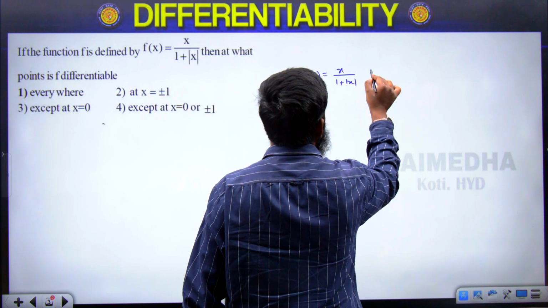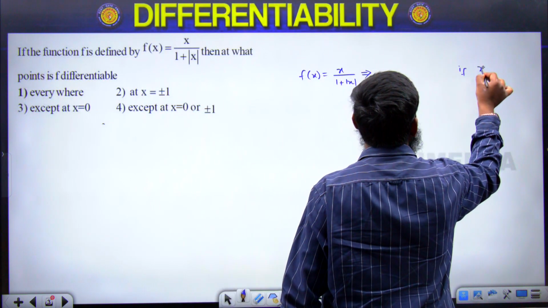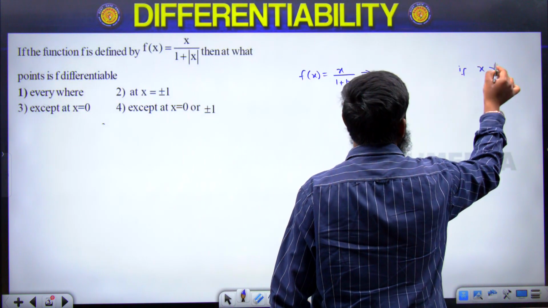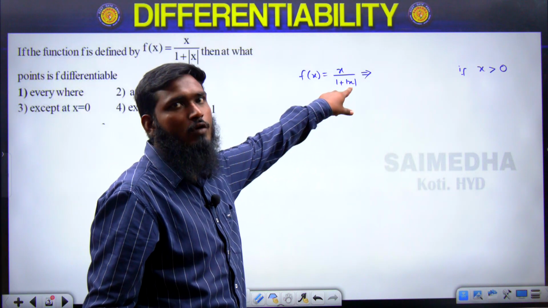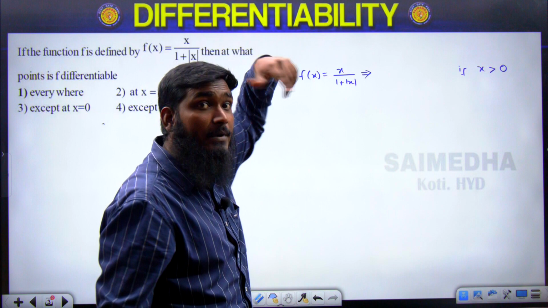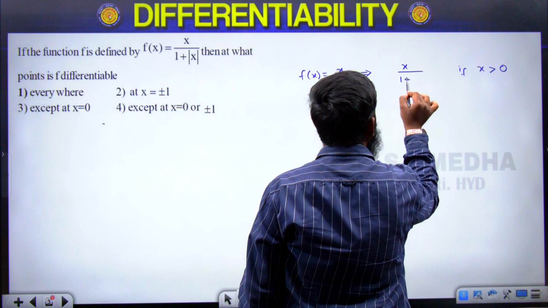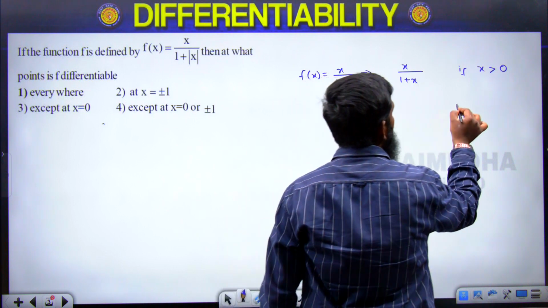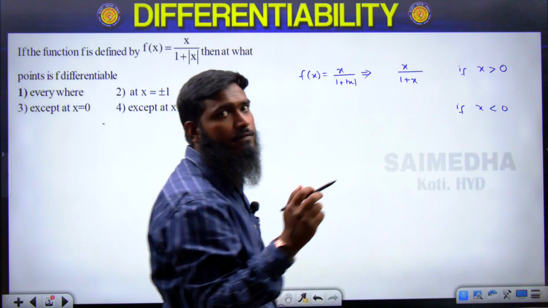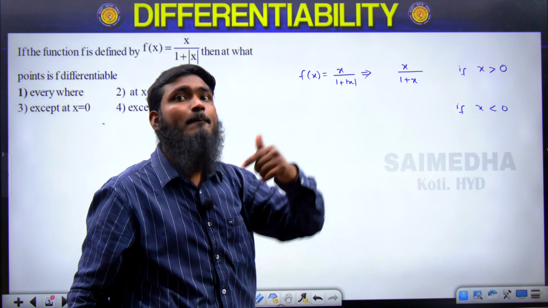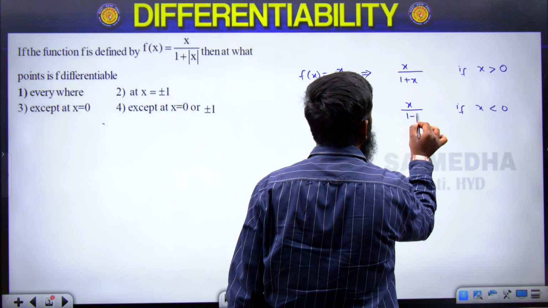Okay, so for this, the first condition: if x is greater than 0, then this part will become x only, plus x we have to take, but the complete function will become x divided by 1 plus x. Now next, if x is less than 0, this mod x will become minus x. If it is becoming minus x, then we can write x divided by 1 minus x.